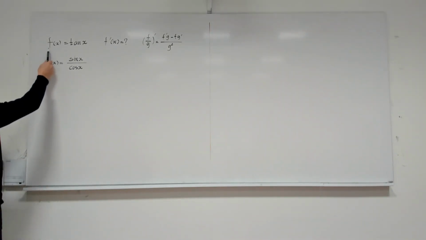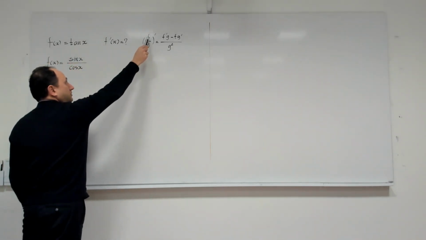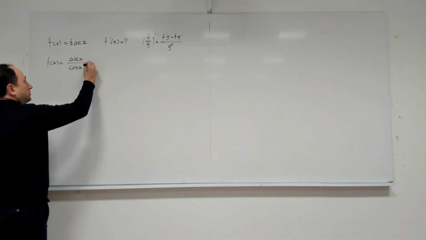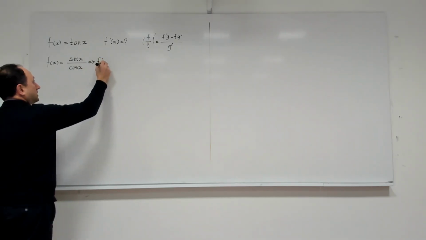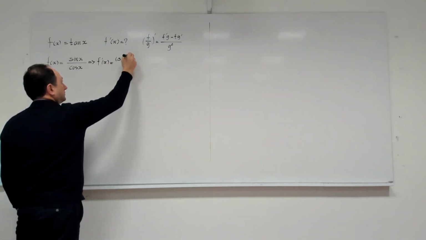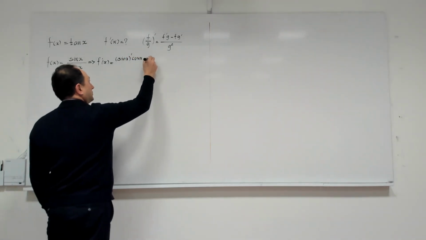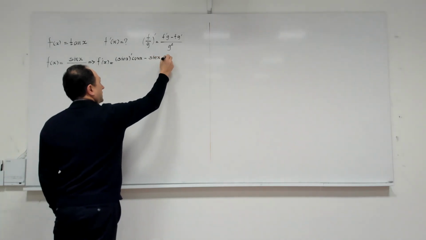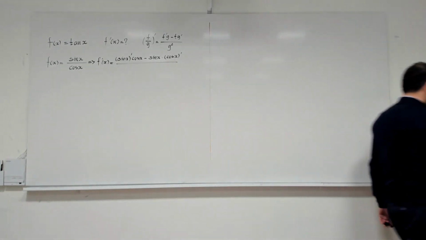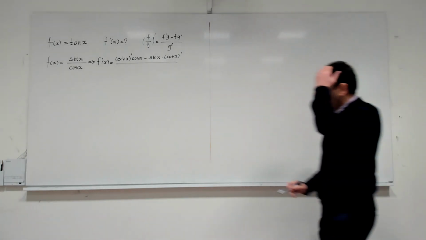Okay, my notation is not very good. So here, sine x will play the role of f in the formula, and cosine x will play the role of g in the formula. So I will say that f prime of x is equal to the derivative of the numerator multiplied by the denominator itself, minus the numerator itself multiplied by the derivative of the denominator, divided by the denominator squared, yes?